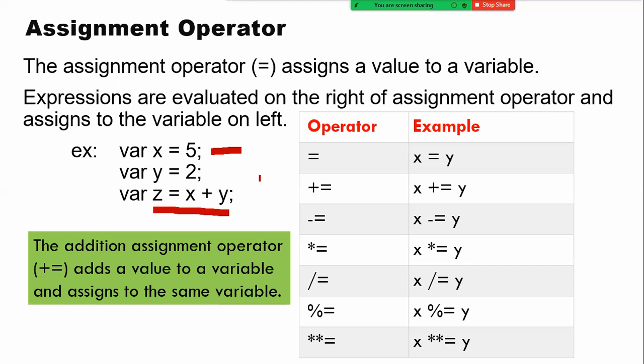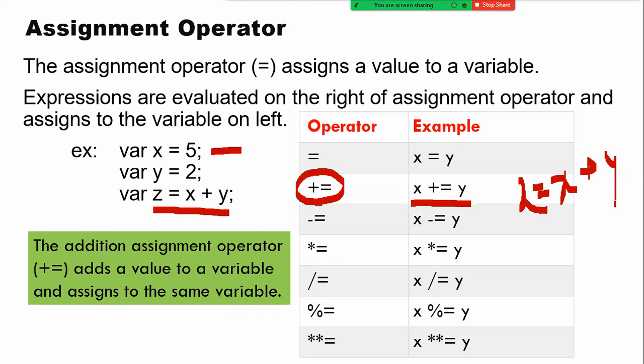We have different types of assignment operators. One is the operator called plus equal to. What does plus equal to mean? It is the same as writing x equal to x plus y. Instead of writing x equal to x plus y, we write it in shorthand: x plus equal to y. That's called a shorthand operator.